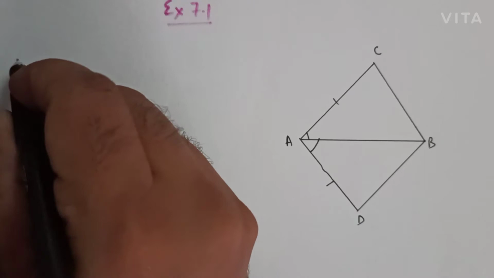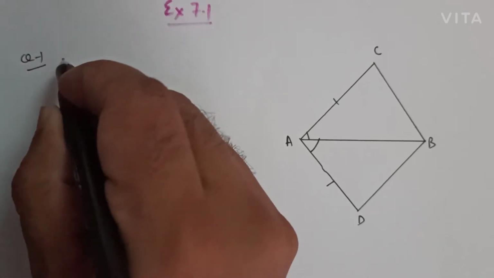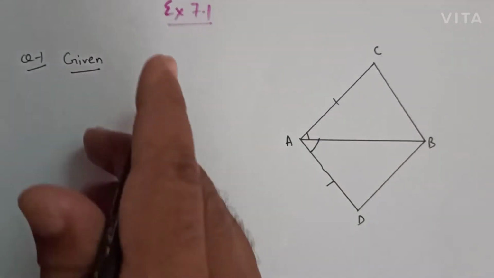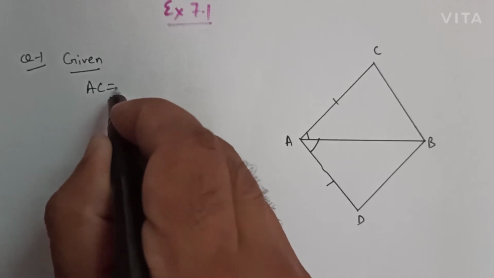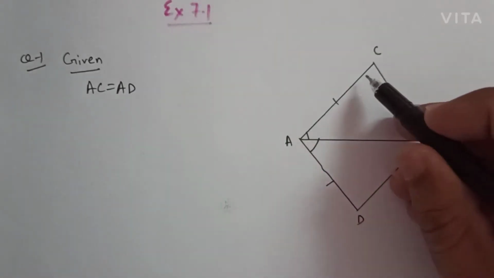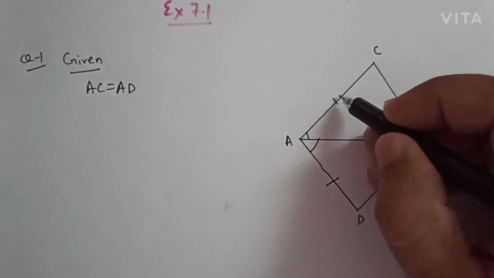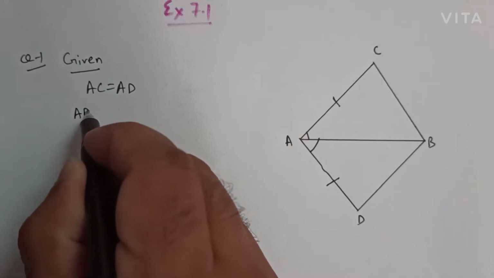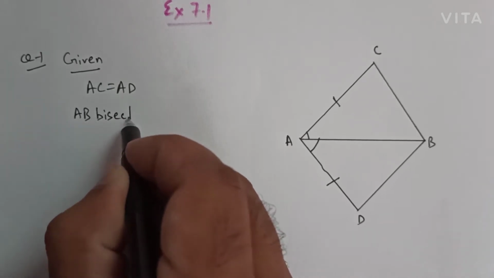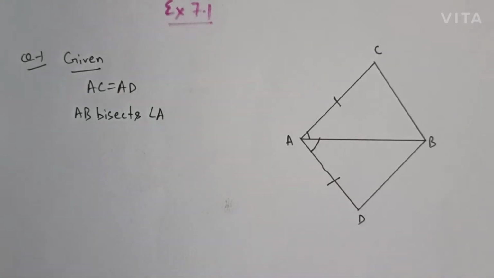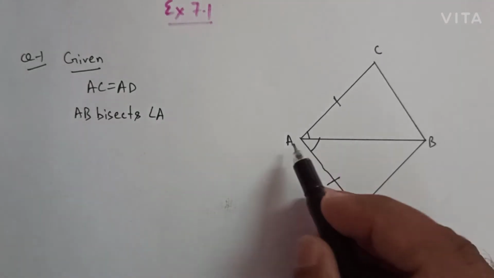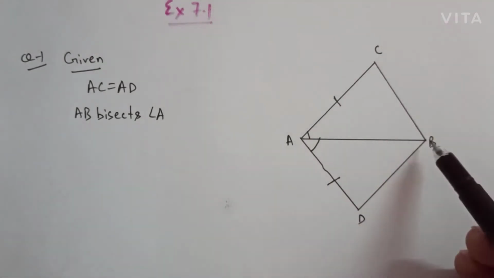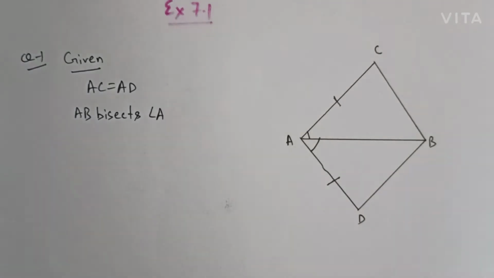So first of all, as we have done in lines and angles, similarly here also, the very first thing we will write, we'll draw the figure and we'll write what is given to us. First thing given is AC is equal to AD. So this is already AC and AD are equal. Second thing is that AB bisects angle A. AB bisects angle A means this line segment AB is dividing angle A into two equal angles. That is, angle CAB will be equal to angle DAB.